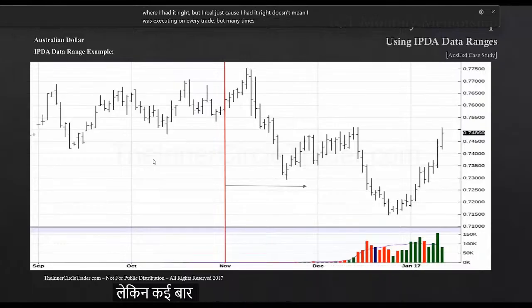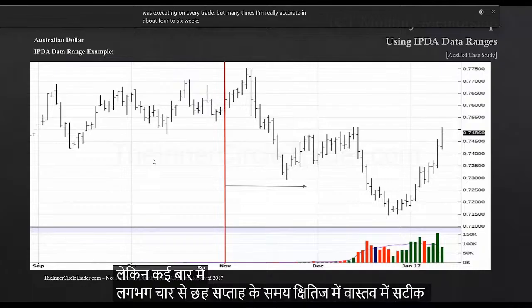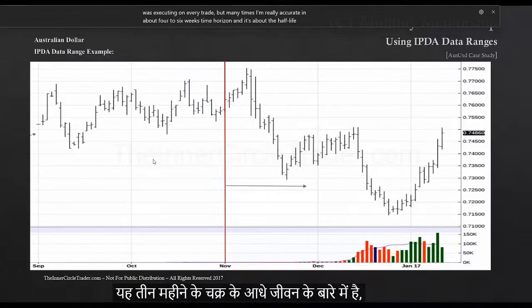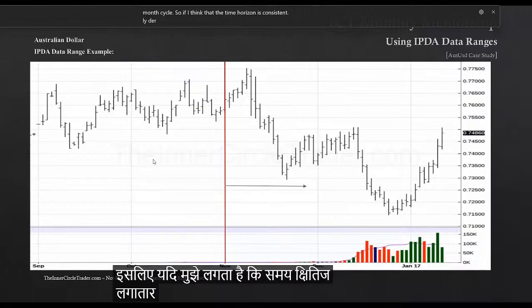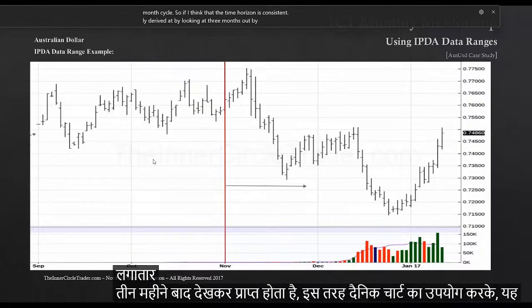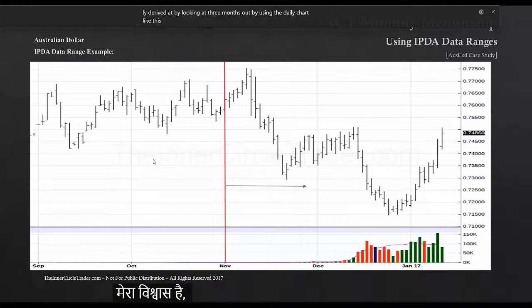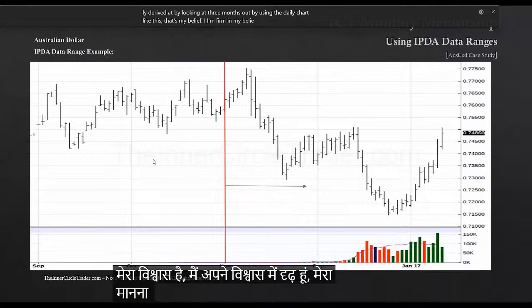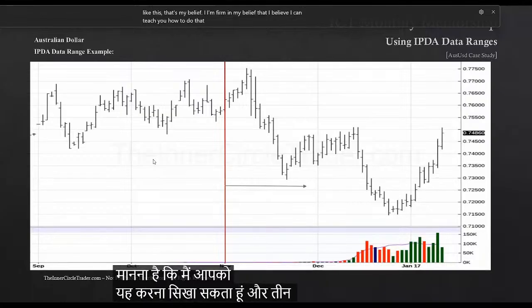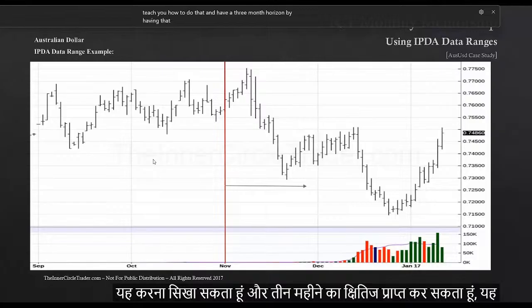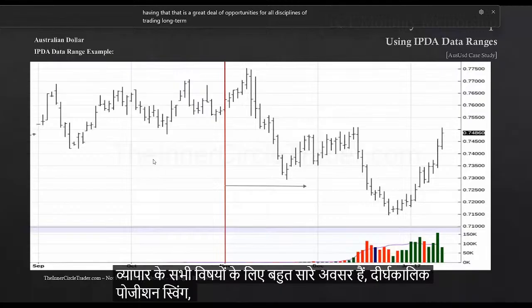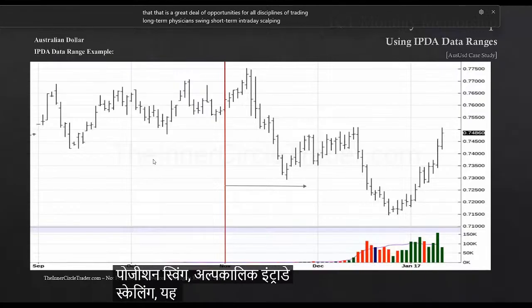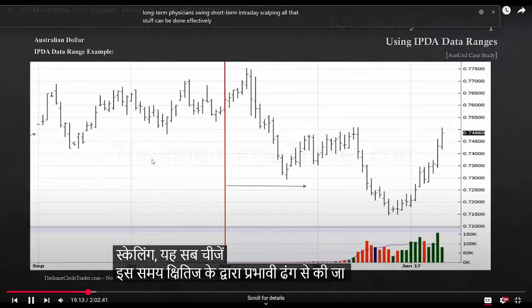But many times I'm really accurate in about a 4 to 6 week time horizon, and that's about the half-life of a 3-month cycle. So I think the time horizon is consistently derived by looking 3 months out, using the daily chart like this. That's my belief. I'm firm in my belief that I can teach you how to do that and have a 3-month horizon. Having that gives a great deal of opportunities for all disciplines of trading: long-term position, swing, short-term, intraday, scalping, all of it can be done effectively with this time horizon.